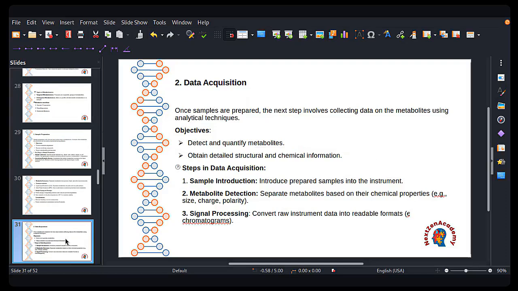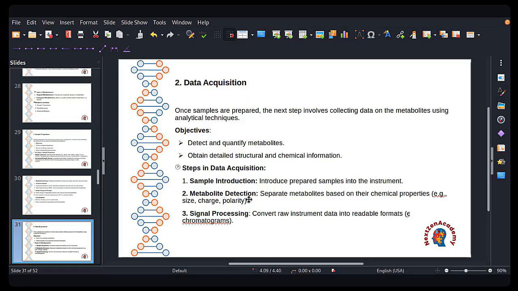Okay, then data acquisition. Once samples are prepared, the next step involves collecting data on the metabolites using analytical techniques. The objectives are to detect and quantify metabolites, then obtain detailed structure and chemical information. So what are the steps? Sample introduction. You are introducing the samples into your instruments, right?